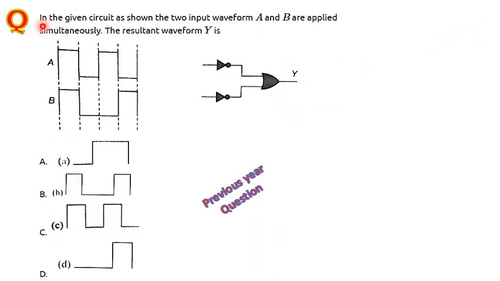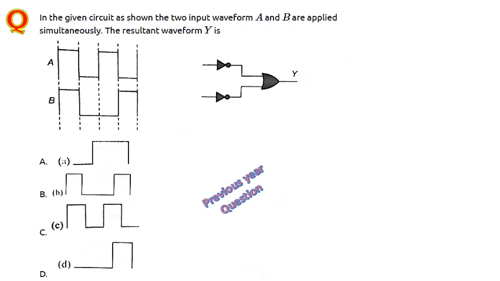Okay, next one, again similar to this, again an interesting problem. In the given circuit, as shown, two input waveforms A and B are applied simultaneously to the gate. With that output Y, you have to form the output waveform.